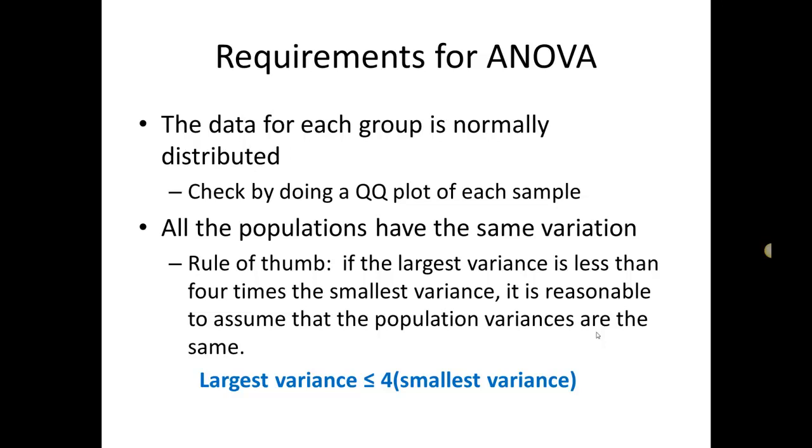The second condition is that the populations have to have the same variation. Now, obviously, we're not going to know what the population variance is, so our rule of thumb is to look at the sample variances, and if the largest sample variance is less than 4 times the smallest sample variance, then we're going to conclude that it's reasonable to assume that the population variances are the same.